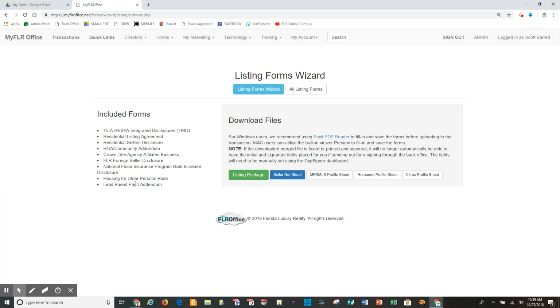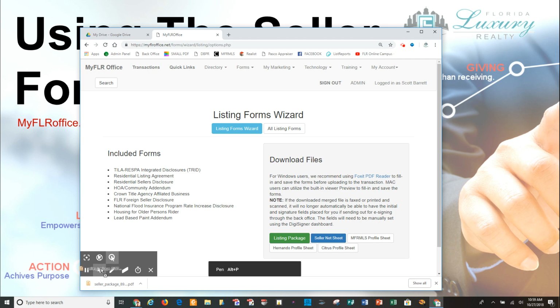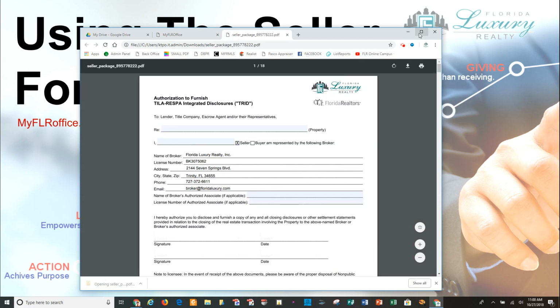All of those documents are now bundled together for me to download, fill out, and then send to the seller for signing. If I just need to get those documents, I hit listing package. If you look down in the lower left corner, they are downloading to my computer so that I can then open them, fill them out appropriately, and then print them for my seller to sign in person, or it could be done by e-signing as well. So that's the process. Let me actually show you the documents. I'm going to pull them. Let's see if I can open them.